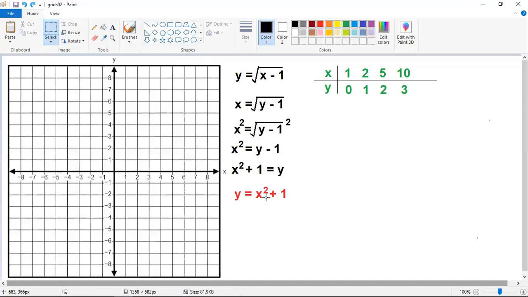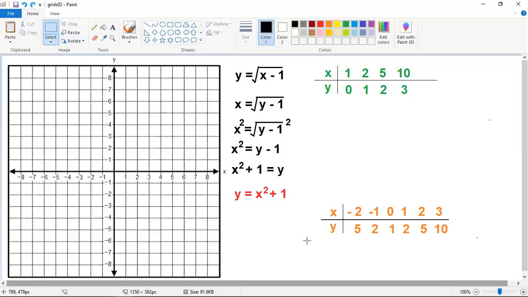When we go with y is equal to x squared plus 1, there is no problem with the x values because these are squared. So any number will be squared. So you can choose any numbers here, negatives and positives. So let's do negative 2, negative 1, 0, 1, 2, and 3. When x is negative 2, x squared becomes 4, plus 1 is 5. When x is negative 1, becomes 1, plus 1 is 2. When x is 0, square that is 0, plus 1 is 1. When x is 2, becomes 4, plus 1 is 5. When x is 3, that's 9, plus 1 is 10. So these are the numbers.